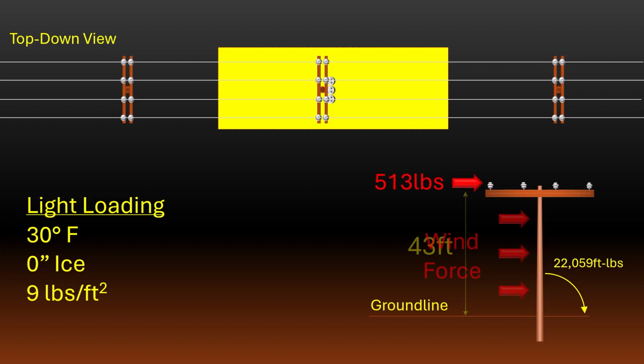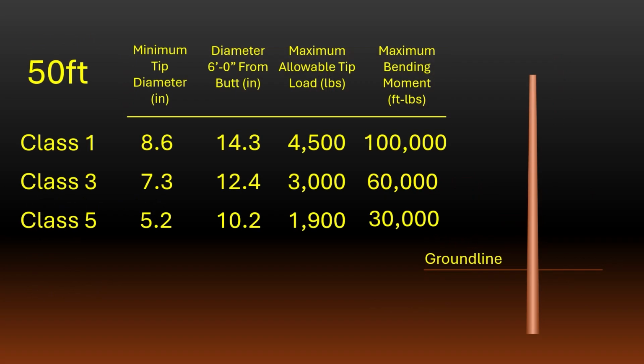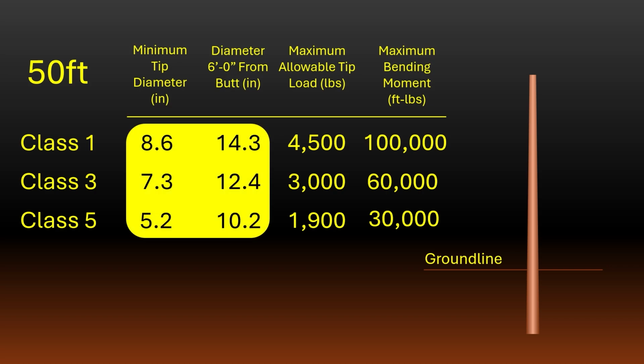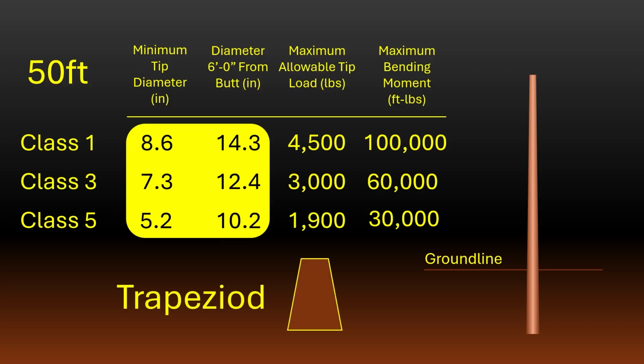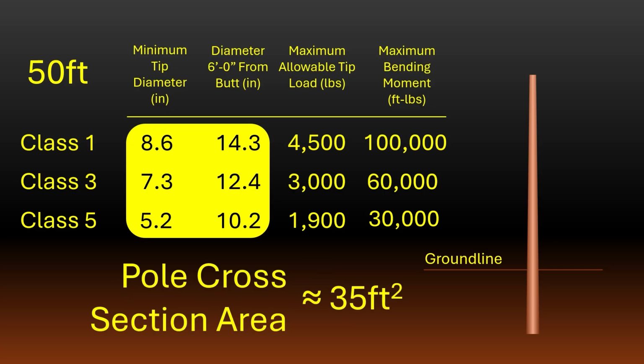We still need to add the bending moment caused by the same wind being applied to the pole itself. To do so, we can use the values shown here. Being careful to determine the diameter of the pole at the ground line, we can calculate the cross-sectional surface area of our pole the same way we did for the conductors. Although don't forget, this area is shaped like a trapezoid. I'll let you do the math, but we end up with a cross-sectional area of about 35 square feet.